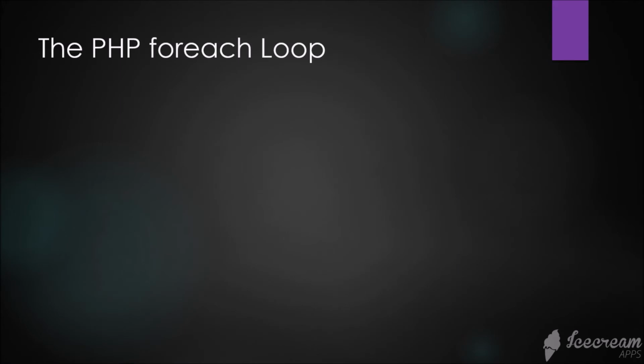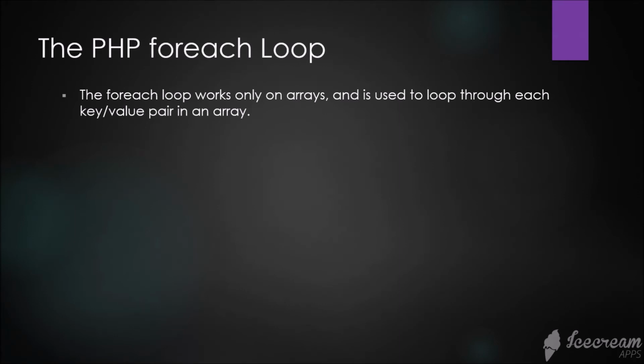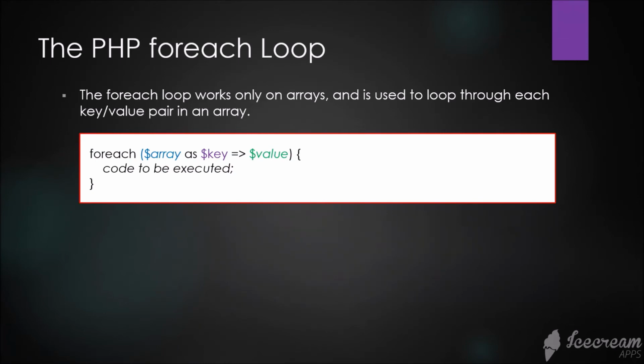Okay, the PHP foreach loop. The foreach loop works only on arrays and is used to loop through each key value pair in an array. Okay, so ito yung syntax natin. So foreach, open close parenthesis, then we have here yung array as key, then arrow sign, then yung value. Okay, so dito naman yung mga executable code natin.